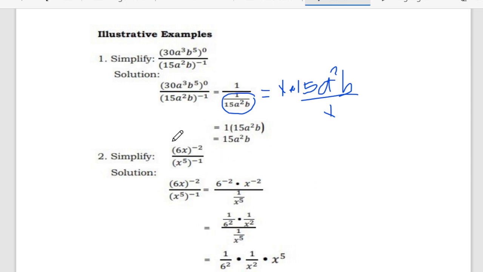So, the same process dito. Dito naman, ganito lang yan. Ibaba nyo lang maging 1 over 6, ay, sorry. Erase muna natin.